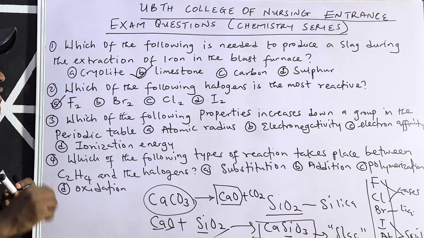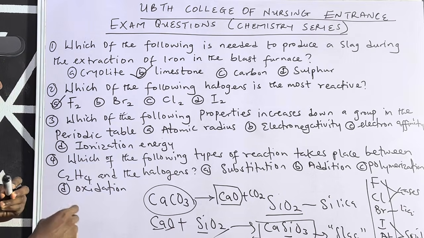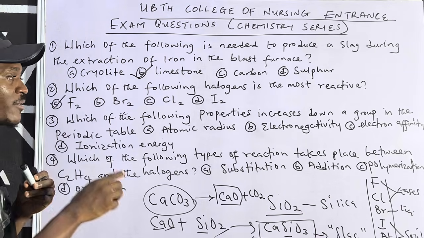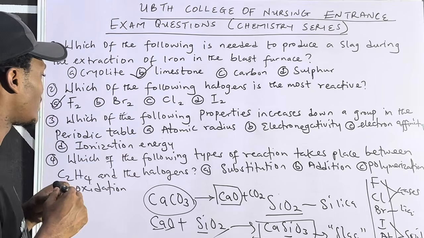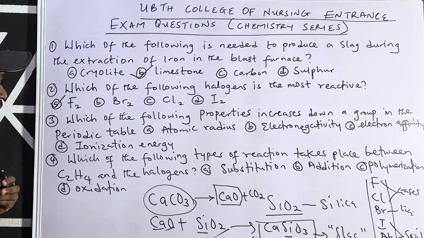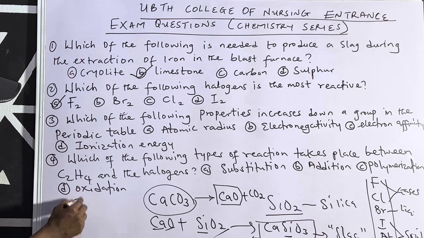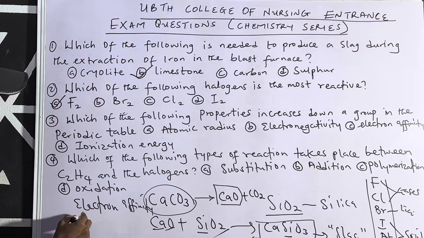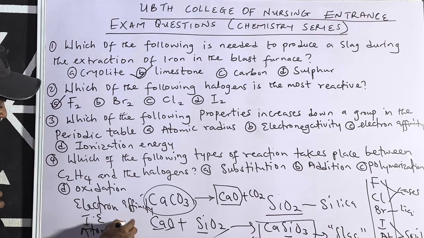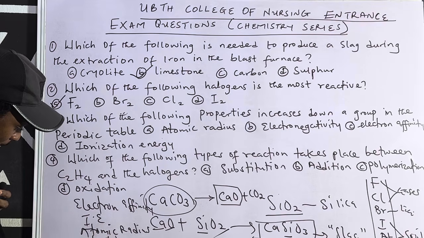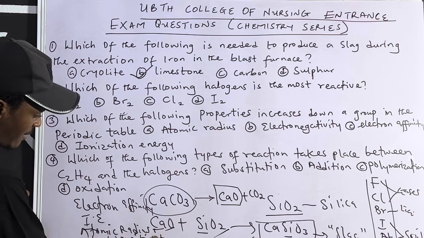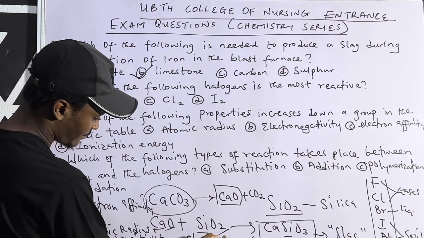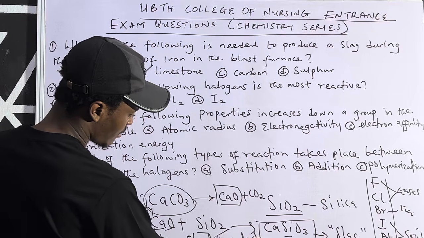Which of the following properties increases down a group in the periodic table? Which of the following properties increases down a group in the periodic table? Now, these are periodic properties of elements. Firstly, we have electron affinity, we have ionization energy, we have atomic radius, we have electropositivity, and we have electronegativity.